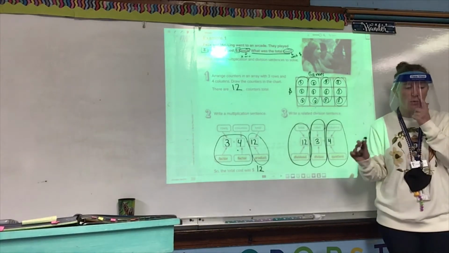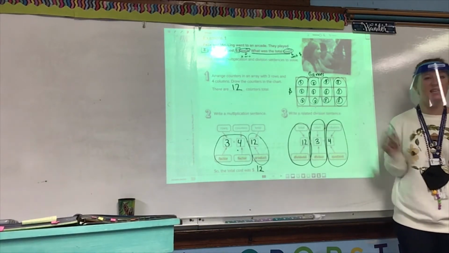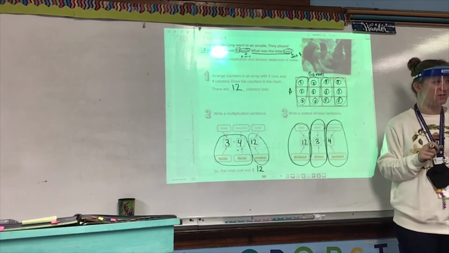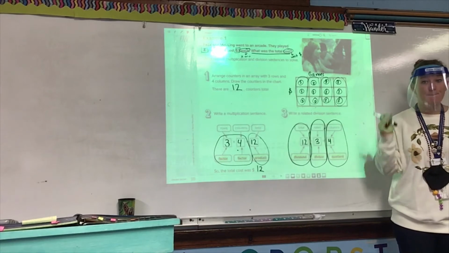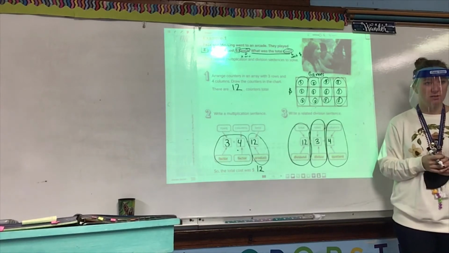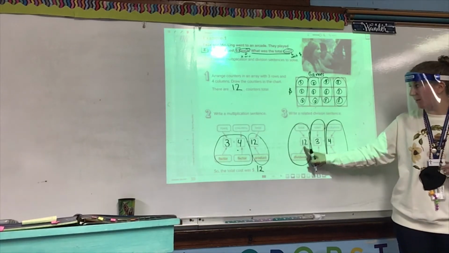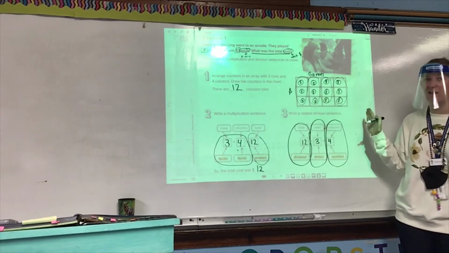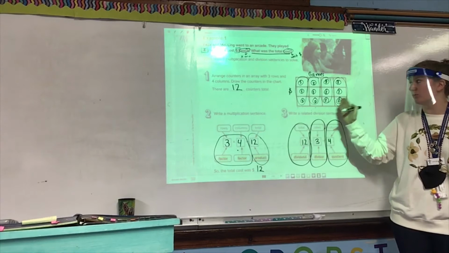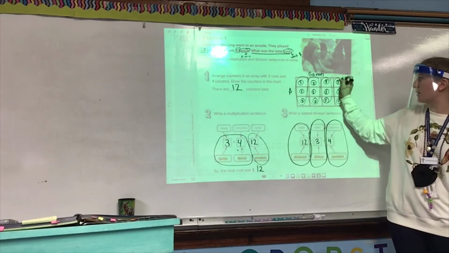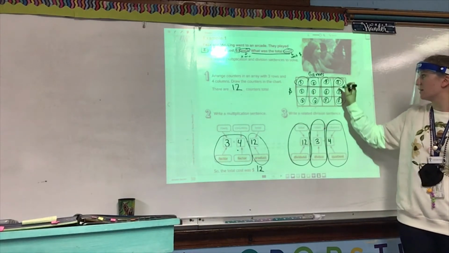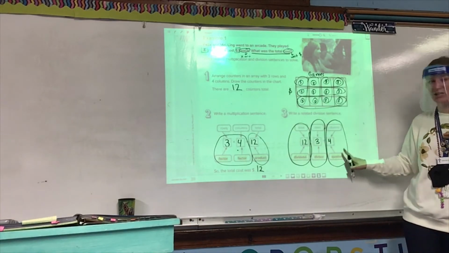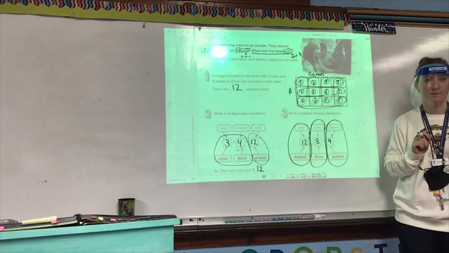It matters what order they're in, because just like subtraction, Michaela, which number has to come first in a division sentence? The biggest number. Because you're taking that bigger number and you're breaking it down into groups. I took my $12 and I broke it down into groups. In this problem, I broke it down into groups of 3. And then I'm seeing how many were in each group. There were 4.